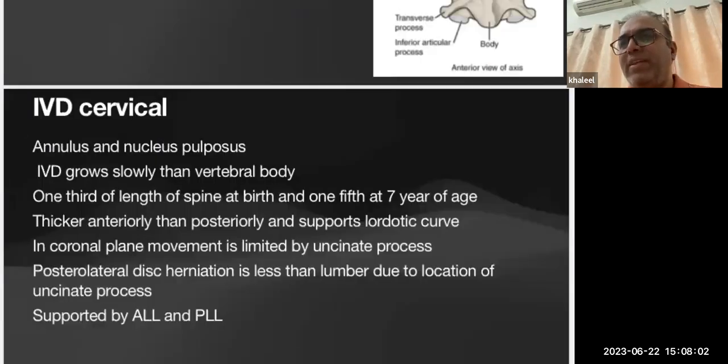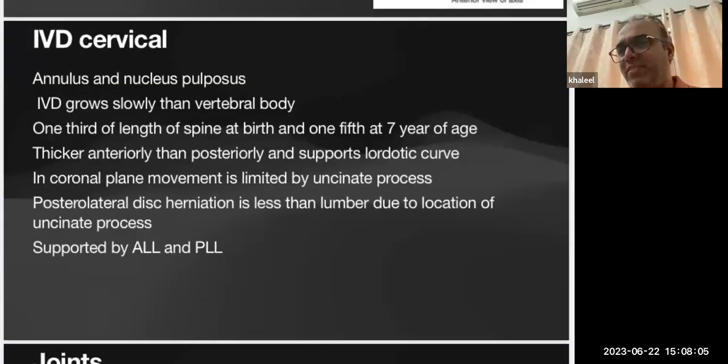So in the cervical spine, next come the intervertebral discs. We will discuss the intervertebral disc in detail at the lumbar level. However, a few things are unique to the intervertebral disc in the cervical spine. As we all know, it has two parts, the annulus and the nucleus pulposus. However, the intervertebral disc grows slowly as compared to the vertebral bodies. They are thicker anteriorly as compared to posteriorly because of the lordotic curve.